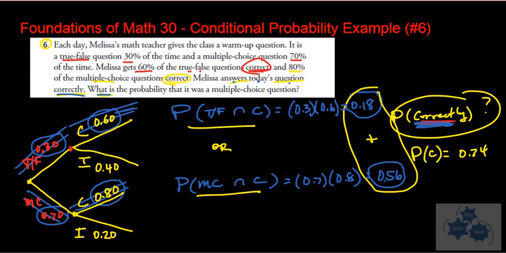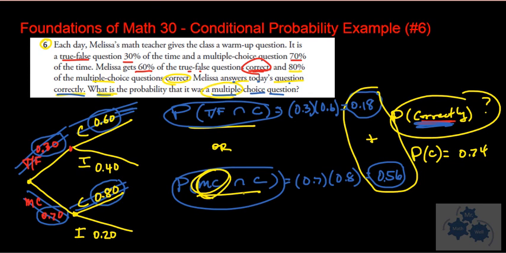Now, the question actually says, what's the probability that it was a multiple choice question today? And this is pretty easy now, actually. What's the chance that it's a multiple choice question? Well, first of all, she gets it correct. So here's correct, there's correct. Here's the multiple choice correct. You see that? So this right here is the probability of multiple choice and correct. What we do then is take this total, and this is the part of that total that involves a correct multiple choice question.